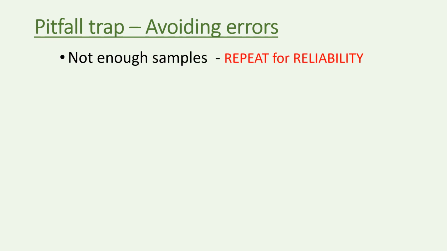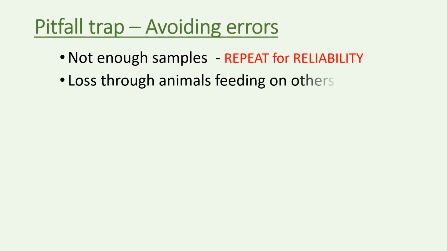So, a possible source of error for pitfall traps is not carrying out enough samples. So, obviously, you'll find insects in some parts and not other parts. So, you need to carry out as many samples as possible so that it makes it reliable. So, always repeating an experiment to increase the reliability.